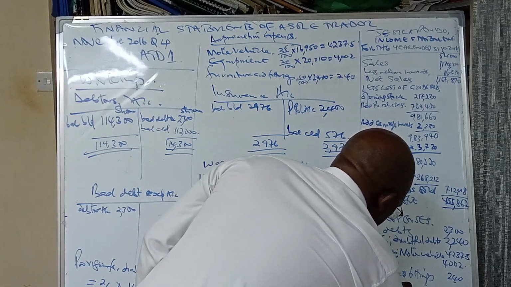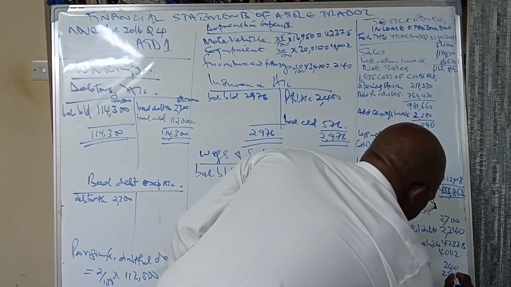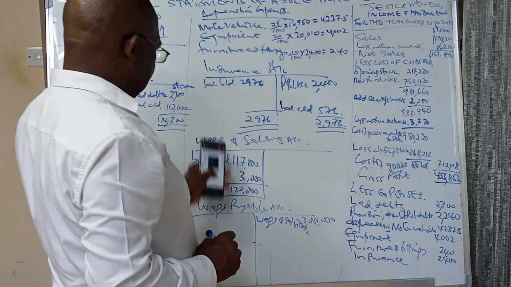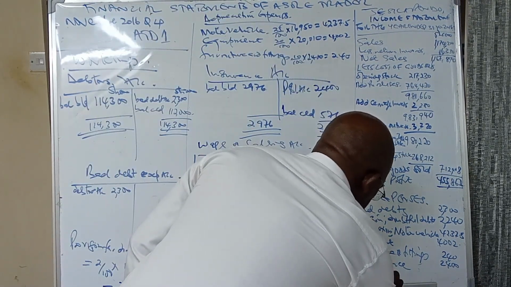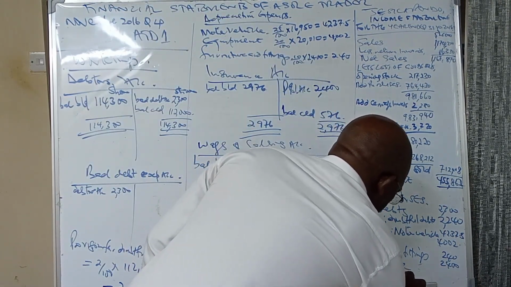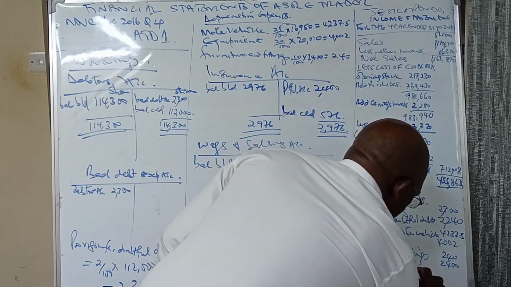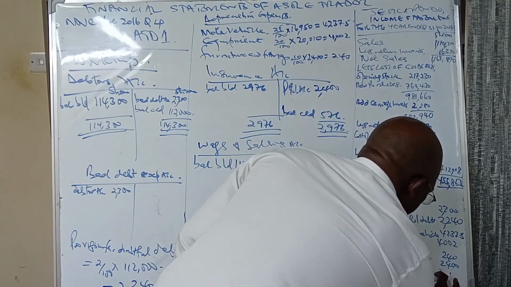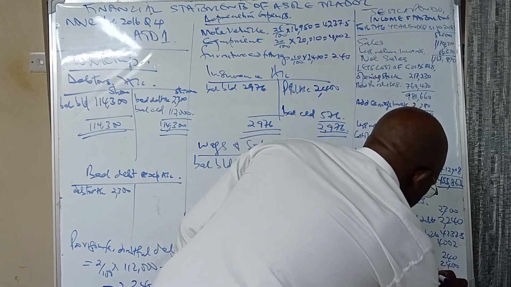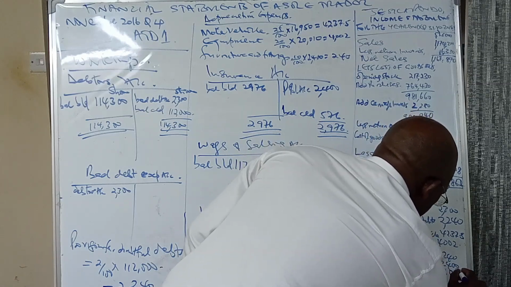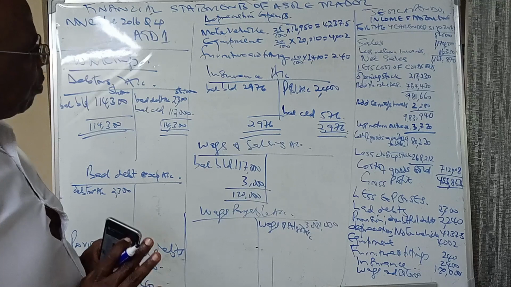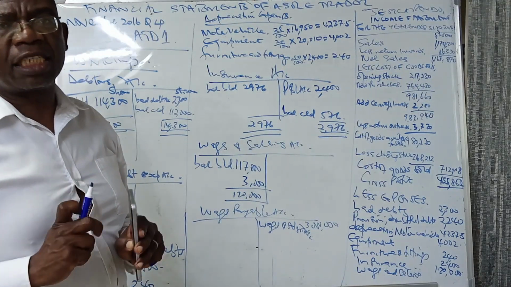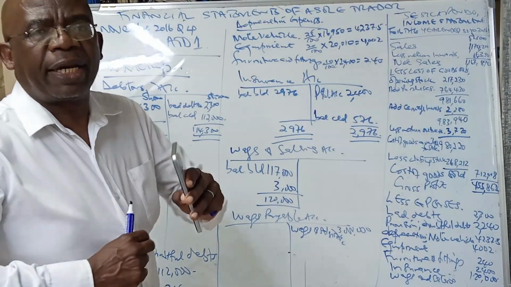Insurance, 2,400. Then we get wages and salaries, 120,000. Those are the expenses which required adjustments.